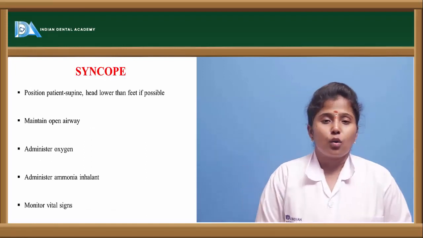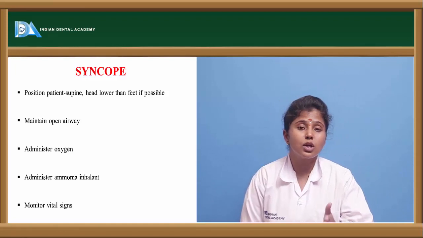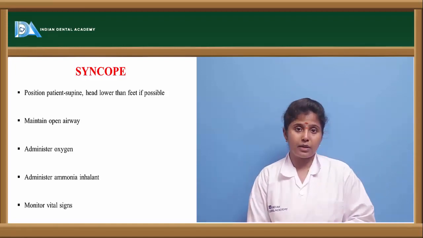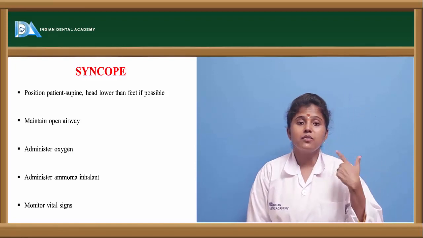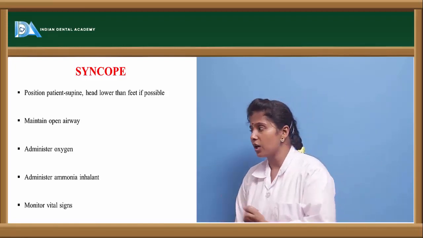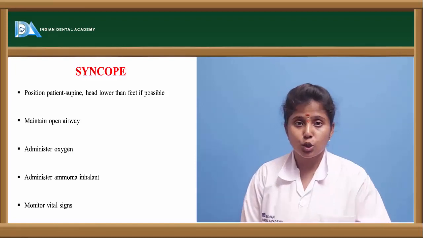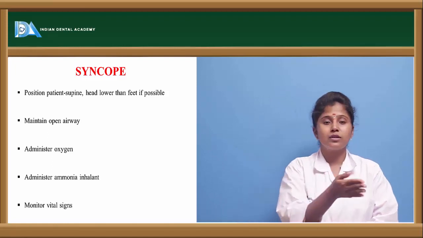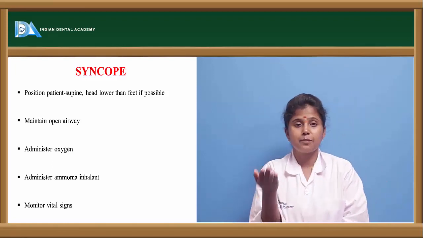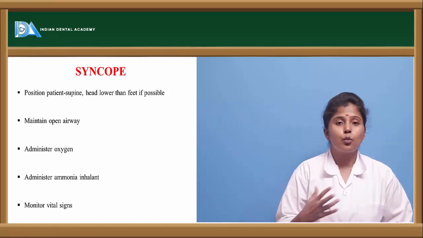The other one is syncope. Syncope is nothing but a situation where the person will lose consciousness because of a fall in blood pressure. If there is decreased blood pressure, then the person will lose consciousness. This condition is called syncope. For such patients, the patient should be placed in a supine position, and the head should be lower than the feet if possible. In the sense, the patient should be placed in reverse position, and we need to maintain an open airway.